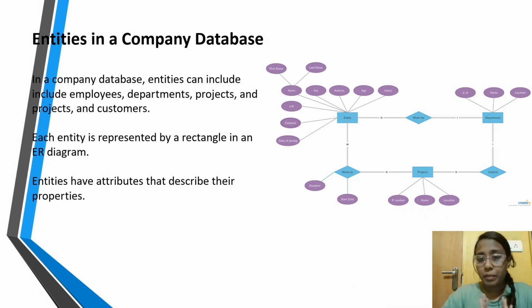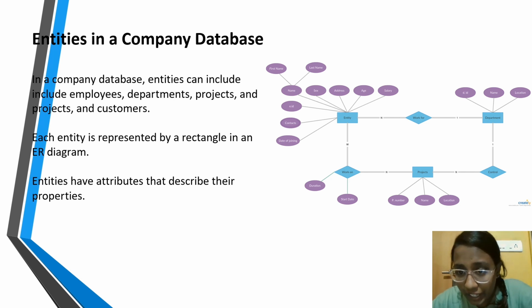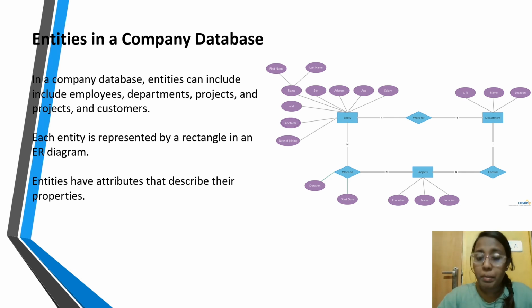So, entities in the company database. In a company database, entities can include employee, department, project and customers. Each entity is represented by a rectangle in an ER diagram, and entities have attributes that describe their properties. So in this diagram the entities are represented as project and department, in a rectangle shape. Each of these entities has attributes, which are represented in oval shapes. Those are called attributes, which we'll be studying in the further slides. So the rectangle one is the entities.